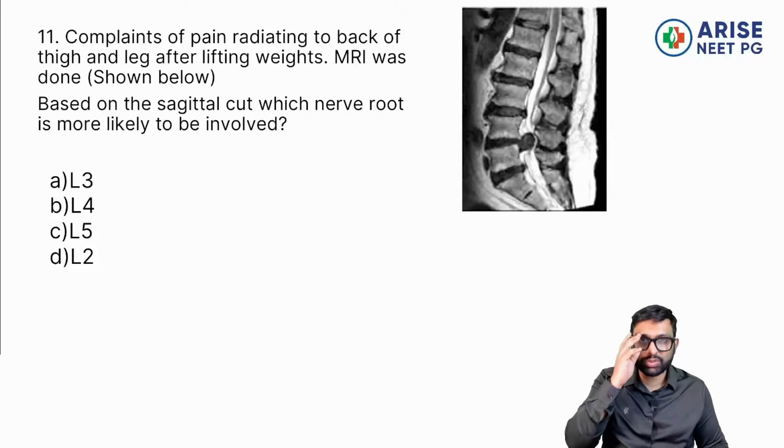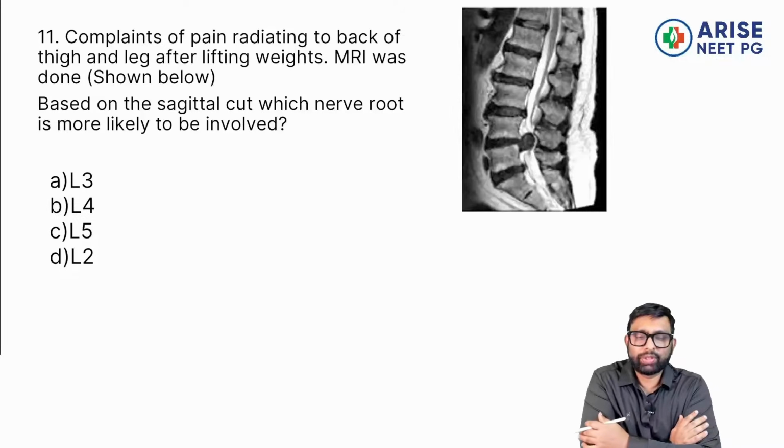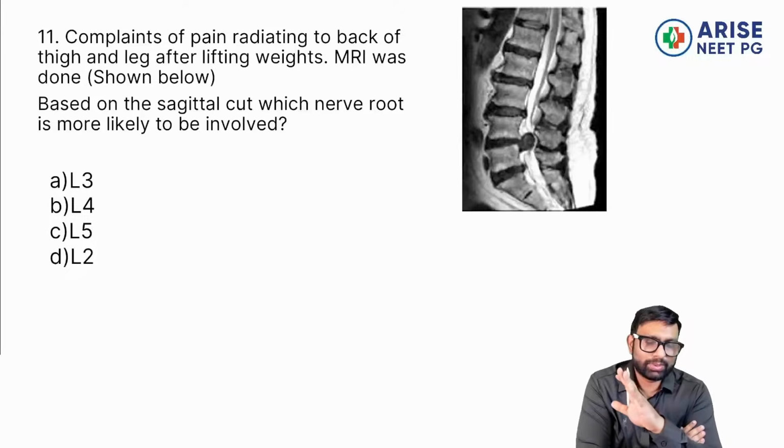Now let's go into questions from the spine. This was one of the questions asked in the last 2 years. Here you have a patient with pain radiating to the back of the thigh and leg after lifting weights. MRI is given in that image. It's a sagittal cut, and they're asking you which nerve root is most likely to be involved.